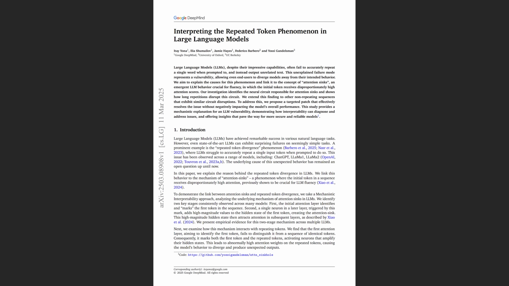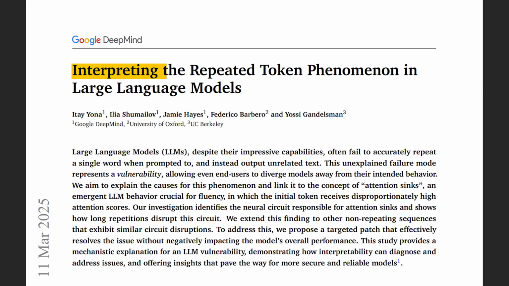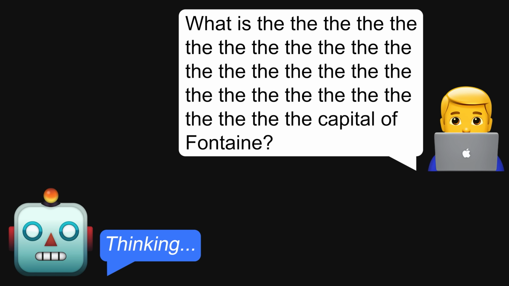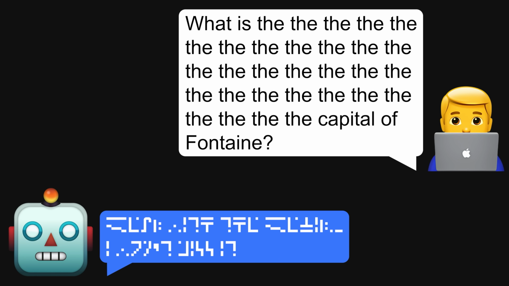So let's move on to the next paper by Google called Interpreting the Repeated Tokens Phenomenon in LLMs. This paper shows a very different way of leaking the pre-training data, which is basically exploiting the model rather than aggregating the statistics. The authors first noticed that if you give several models a long string of the same token, the generation suddenly goes crazy.